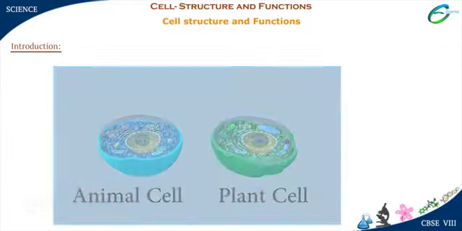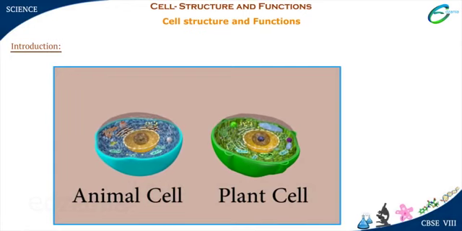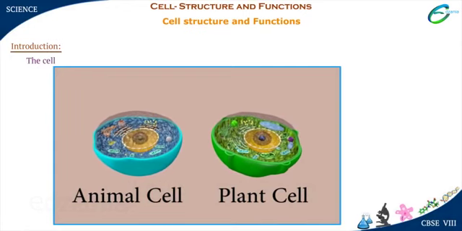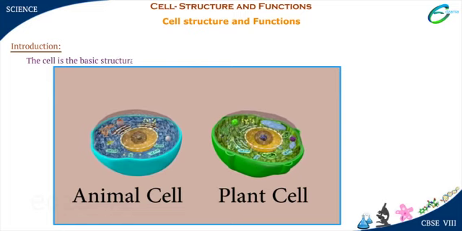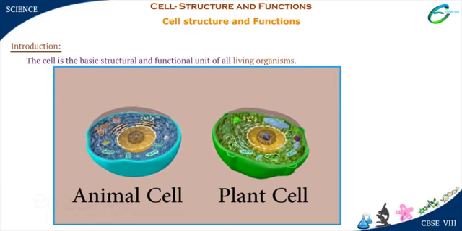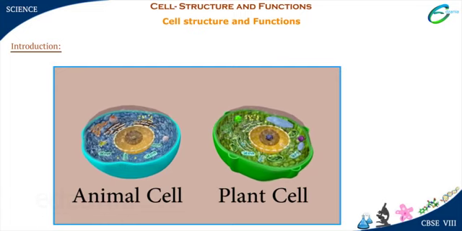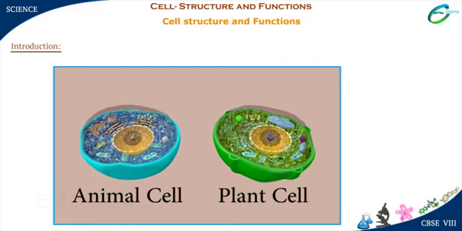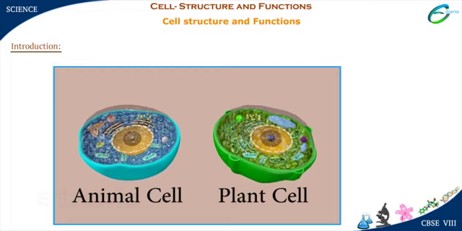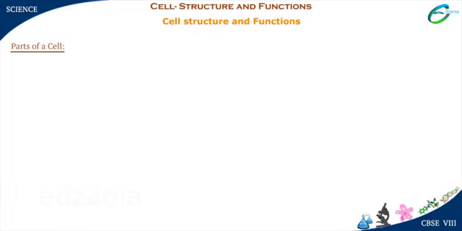Introduction. You have earlier studied about the structural organization of an organism, and you now know that the cell is the basic structural and functional unit of all living organisms. Let us now have a look at the structure of a cell, the different parts of the cell, and their functions. Parts of a cell.